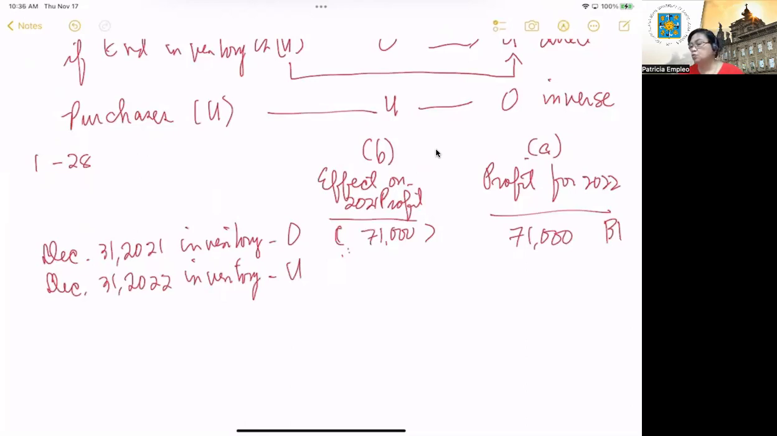And because this took place at the end of 2022, it would not have an effect on 2021 profit, but it would affect, of course, our 2022 profit. This is 2022 ending inventory. So your inventory is understated. So this is ending. That means, therefore, that your net income is likewise understated by 96,000.